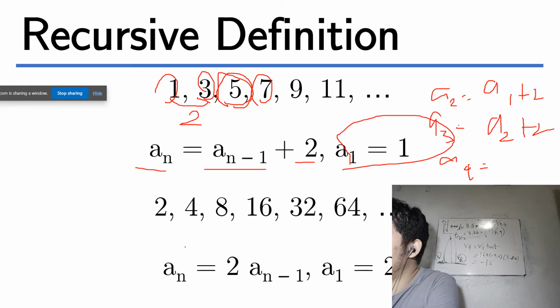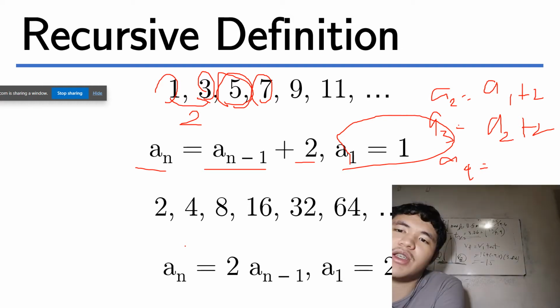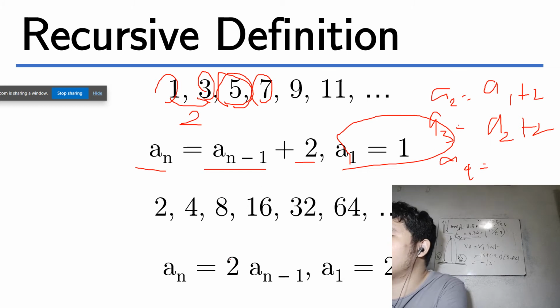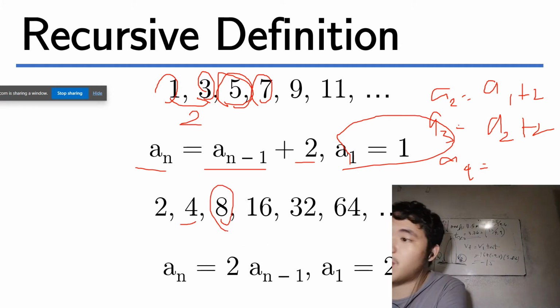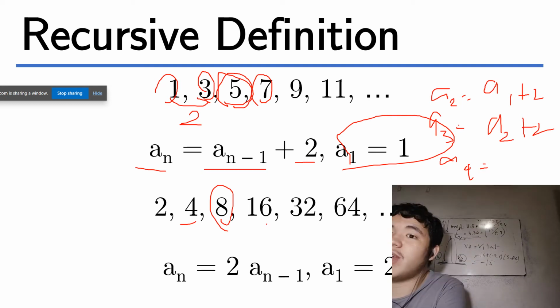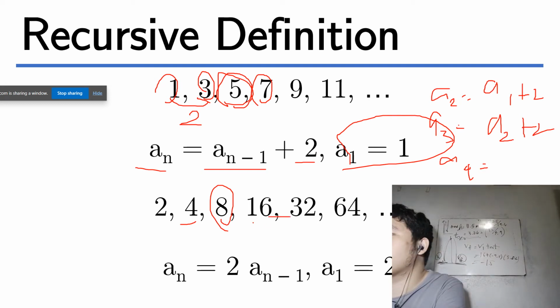Okay, sige, what's next? Ito namang isa. 2, 4, 8, 16, 32, 64. To get to the next term, you need to multiply the previous term by 2, di ba? Example dito, a sub 2, which is the second term, equals a sub 1 times 2, 4, no? A sub 3 equals 2 times a sub 2, 2 times the previous term, so 8. A sub 4 equals 2 times a sub 3, diba? So, 16, so on and so forth.